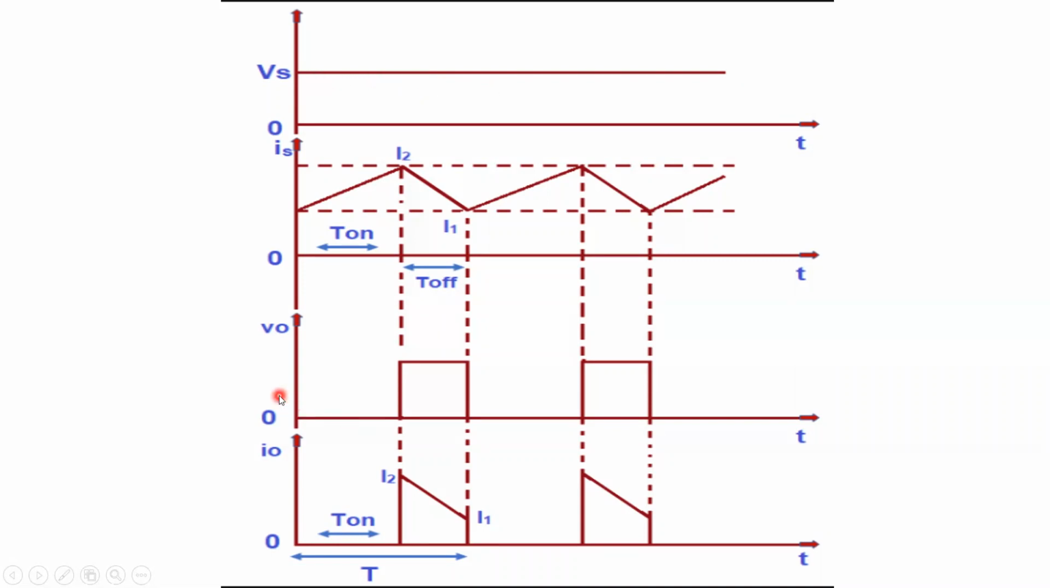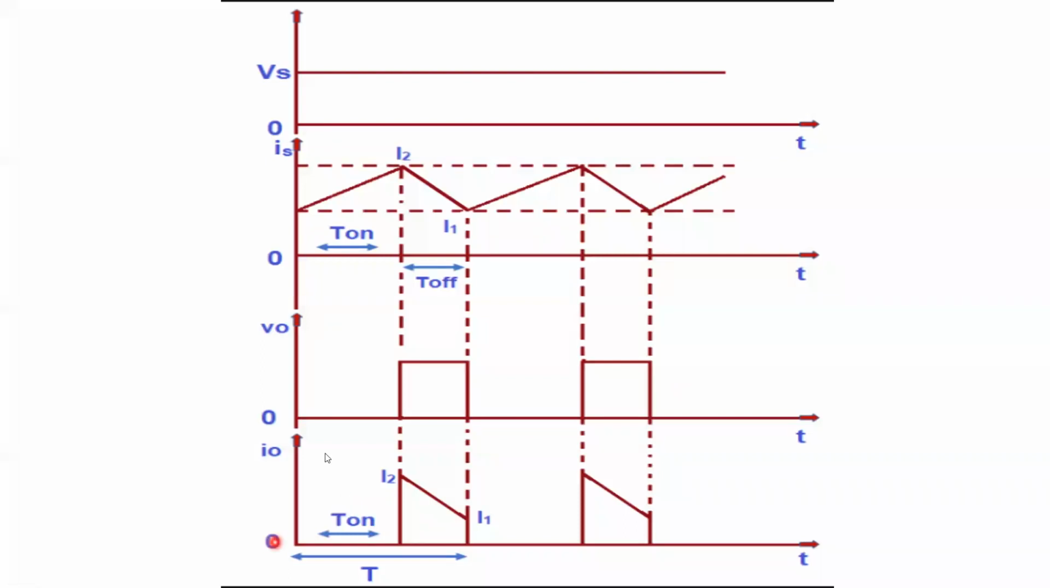Coming to the output voltage, during turn on time, you already know there is no possibility of getting any output voltage, so the output voltage is 0. Next, during turn off time, you get some output voltage, so please draw the waveform. During turn off time, the output voltage exists, so a peak is going to appear. The same thing is repeated continuously.